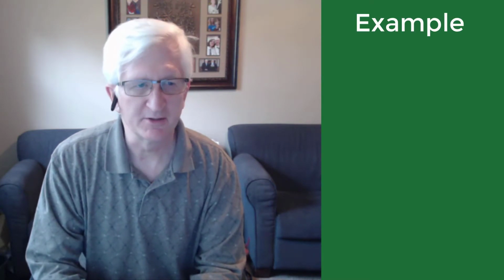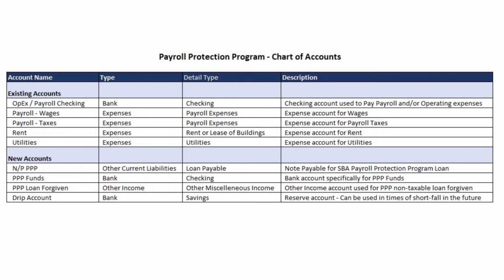So in our example here, we're going to assume that a company received $49,000 in a PPP loan from the SBA, and they have payroll of $20,400 per month and rent and utilities of $4,100 per month. Now this program is for an 8-week period, so there'll be 2 months of rent, 2 months of utilities, 2 months of payroll. So let's go ahead and look at that example.